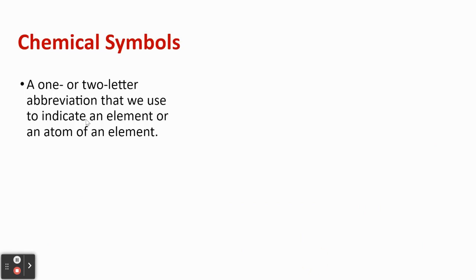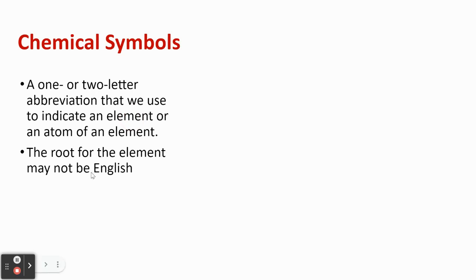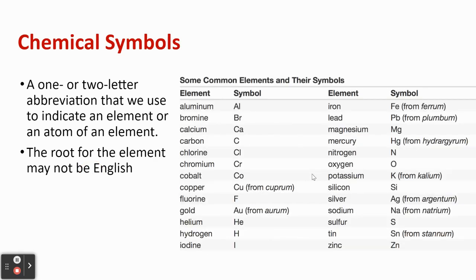Now let's look at chemical symbols. They can contain 1 or 2 letters, and they're abbreviations for the element names. Sometimes it's easy to determine what the symbol for an element is. Oftentimes it's not, because sometimes the root of that element name isn't from English. So if we look here at a list of some common elements, we have carbon. The symbol would be a capital C. We've got calcium. The symbol can't be a capital C because that's carbon.